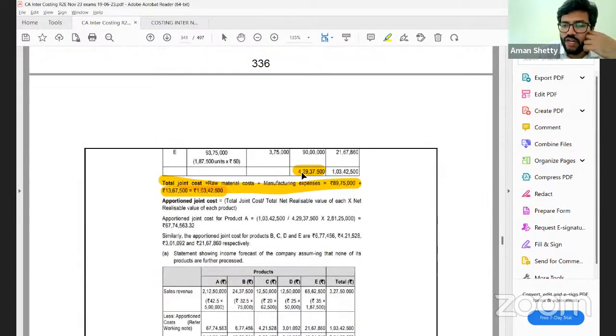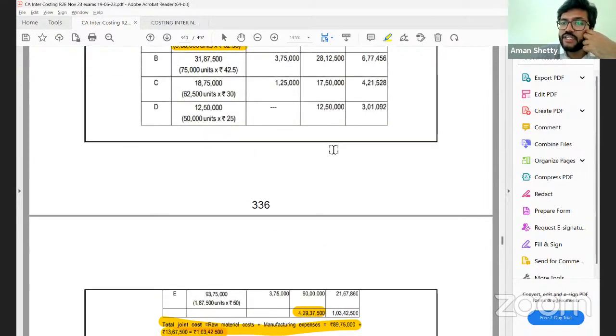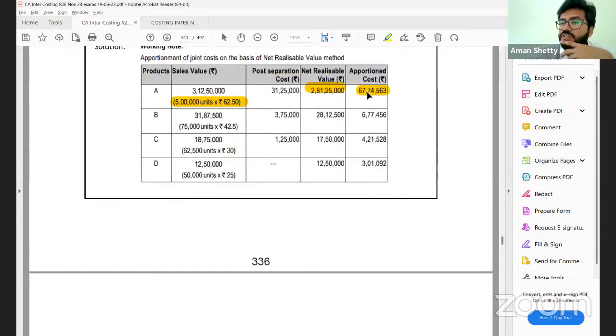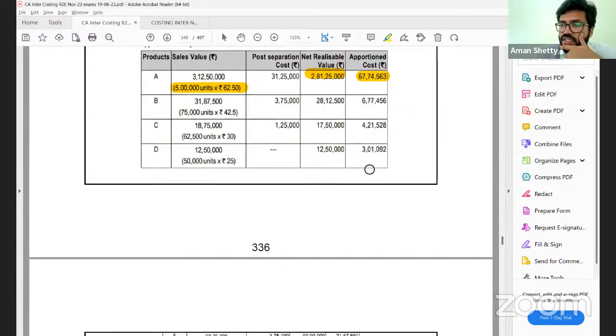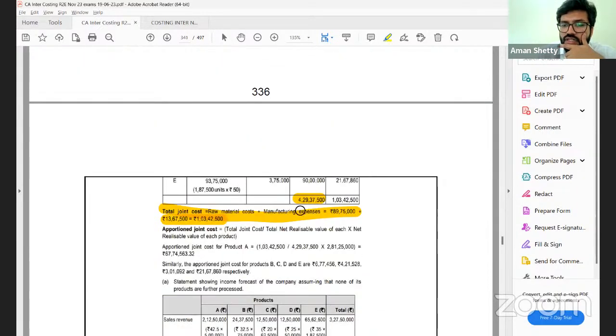Okay, working is what? 429,37,500 divided by 103,425,500 divided by 429,37,500 into 281,25,000. You should get 67,74,563. Yes, all of you, did you write the workings there? Yes, all of you write down the working. Are you guys getting 67,74,563? Yes or no? Yes, sir. Try again. Do it again.